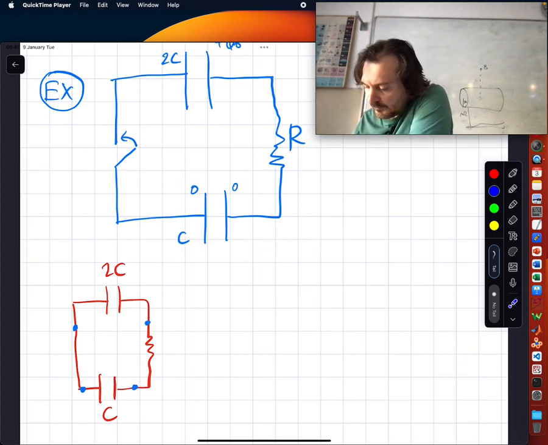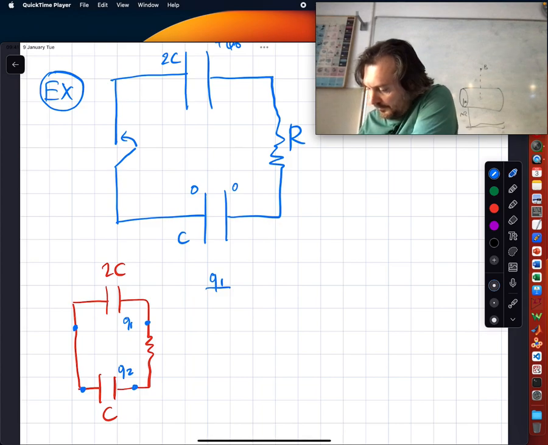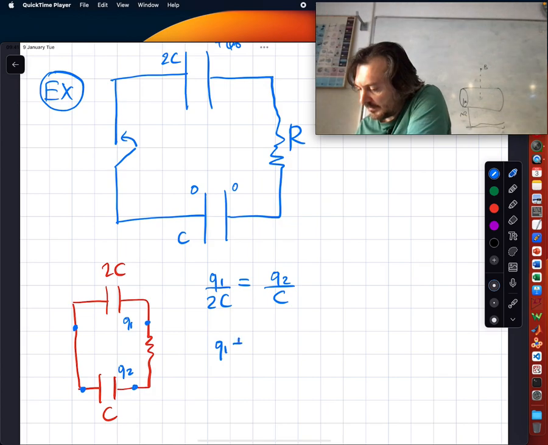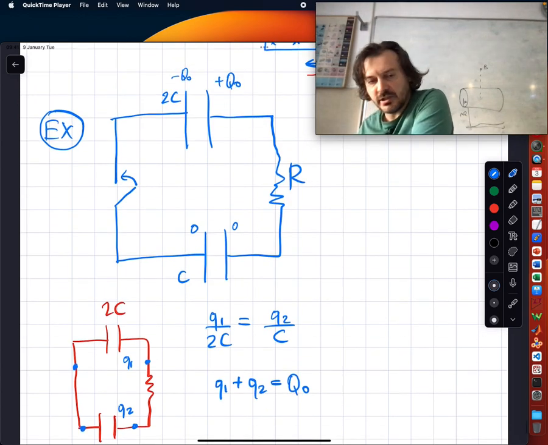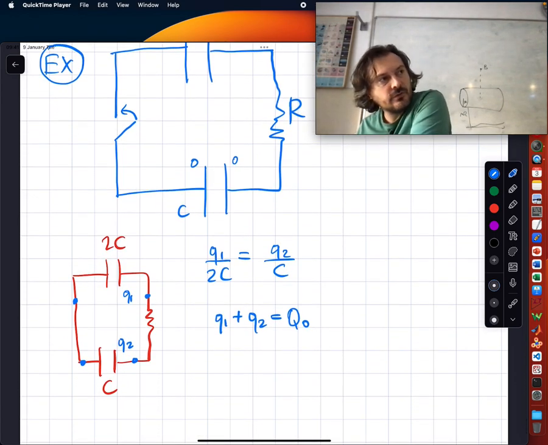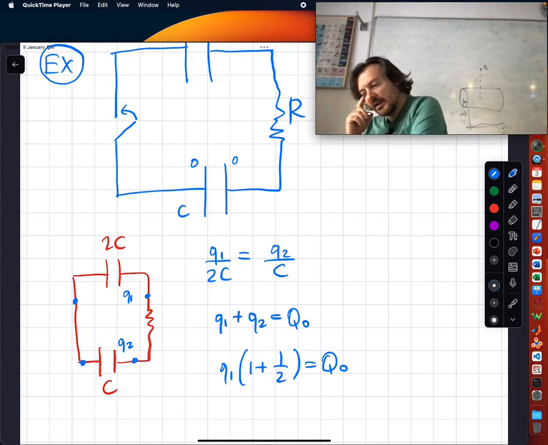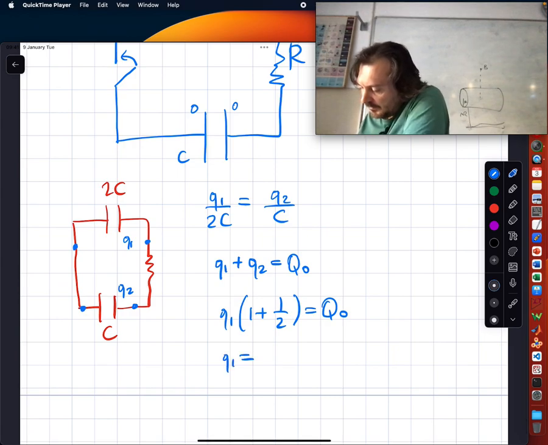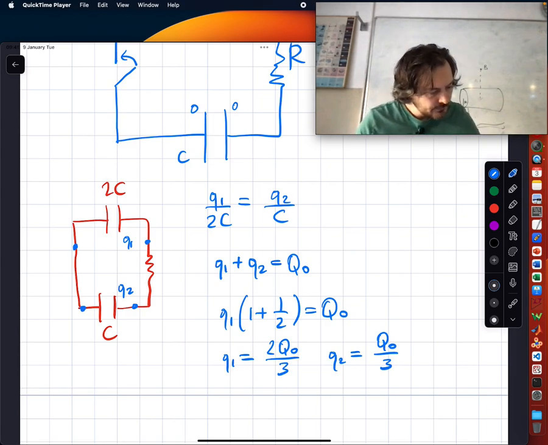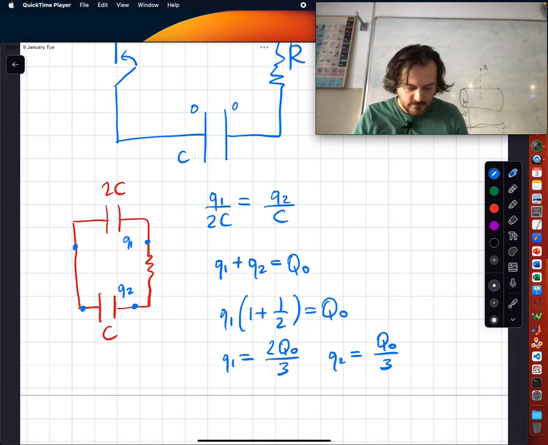All right. Then if this one has Q1, this one has Q2, Q1 over 2C is equal to Q2 over C, right? And Q1 plus Q2 needs to be Q0. Charge needs to be conserved, right? Energy is not conserved, potential energy here, because some of it will dissipate, but charge will be conserved. So Q1 times 1 plus 1/2 equals Q0, because Q2 is half of Q1, right? So Q1 is 2 Q0 over 3, Q2 is Q0 over 3. So that answers part A.